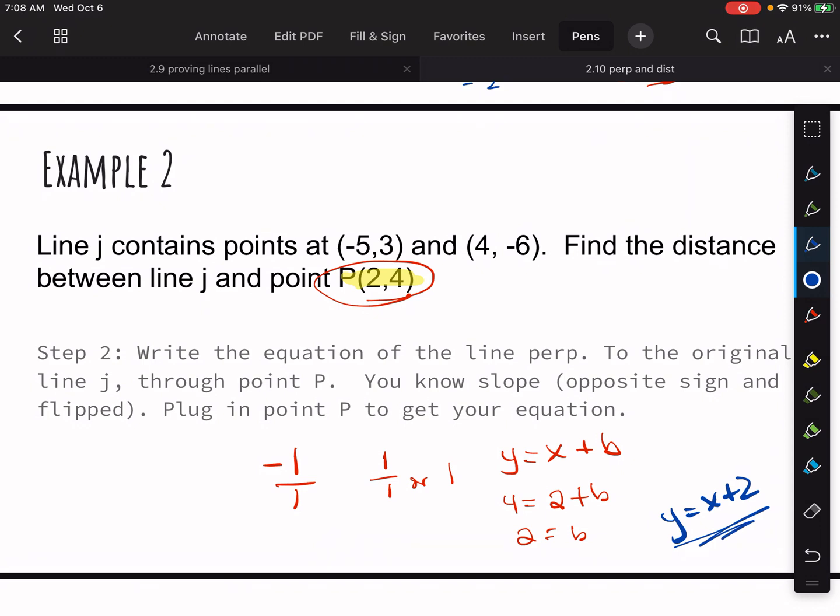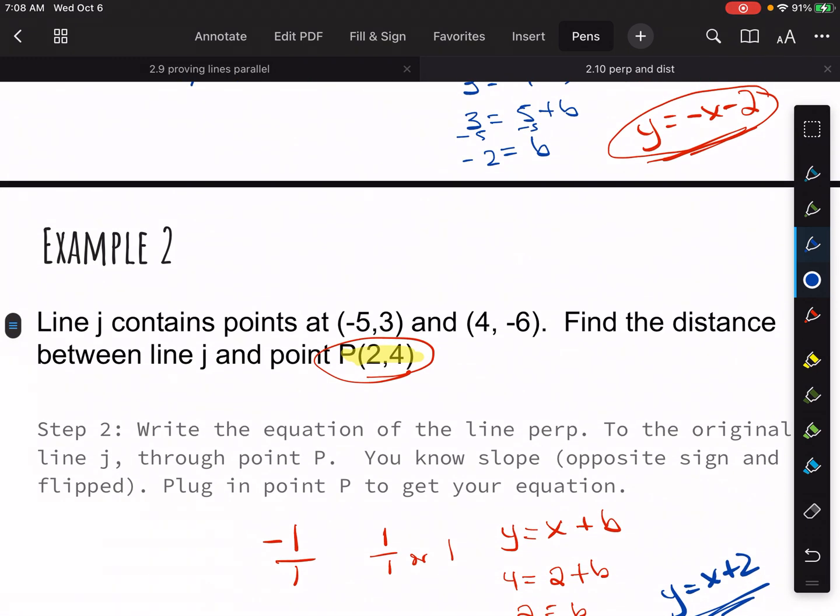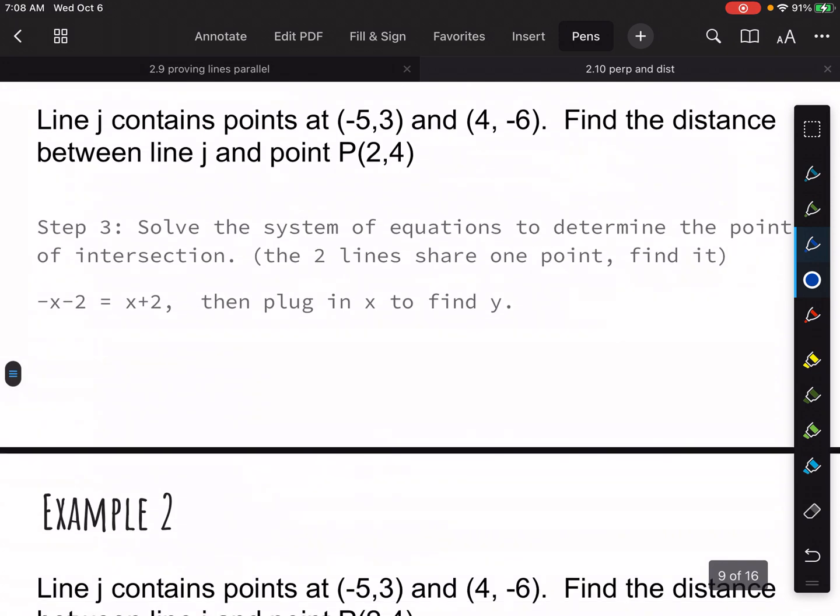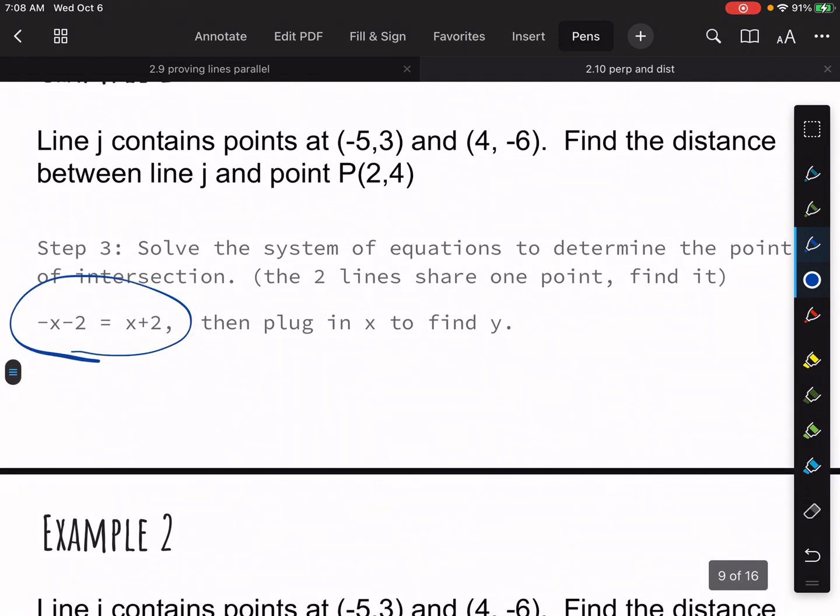I need these two equations. That's the first 2 steps. Once I have those, I'm going to set them equal to each other. That's step 3. So for step 3, I put that down here. We're going to set these equal to each other. This is the place where the lines cross, wherever they equal each other. So -x minus 2 equals x plus 2.